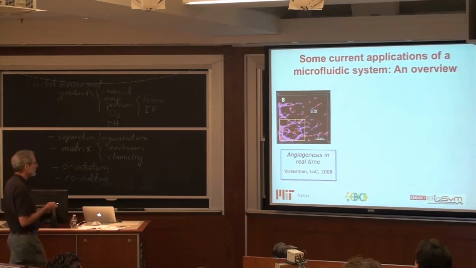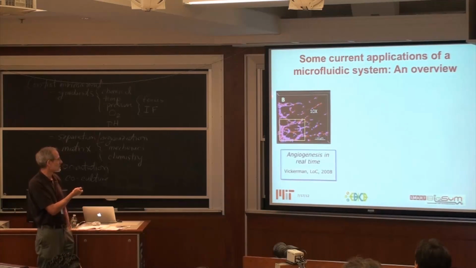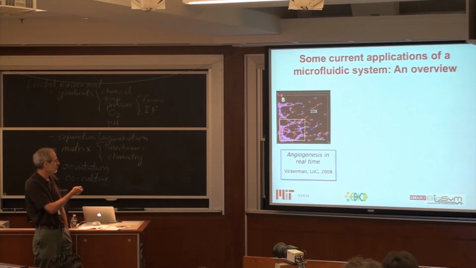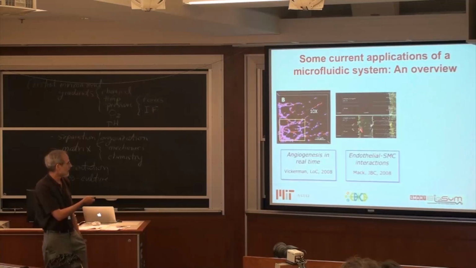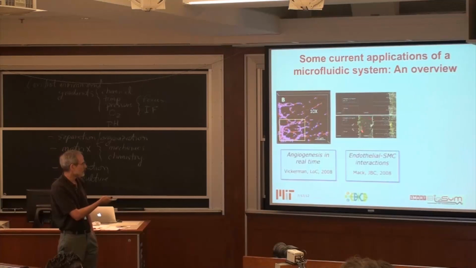So some of the things that we've done, I mentioned, I'll come back to this more, looking at angiogenesis. These are vessels that are grown from an endothelial monolayer that are sprouting into a three-dimensional gel. Here we're looking at interaction between endothelial cells that are plated in the central region. These are human microvascular endothelial cells. The white rectangles correspond to where the gel is located.